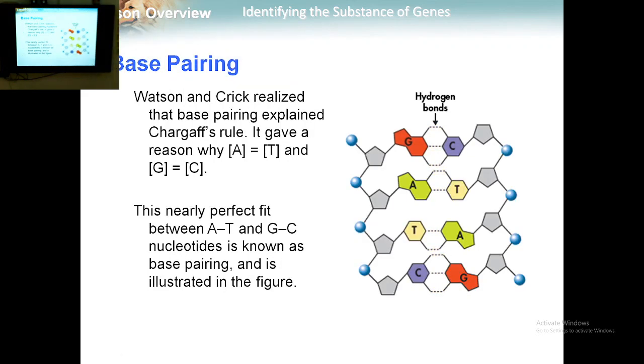Again, for base pairing, G attaches to C and T attaches to A. You have to memorize all of these as base pairing.